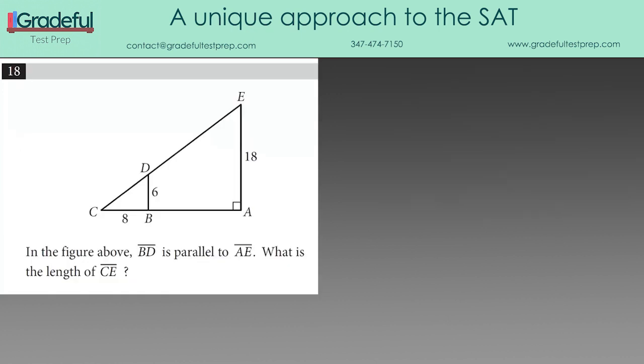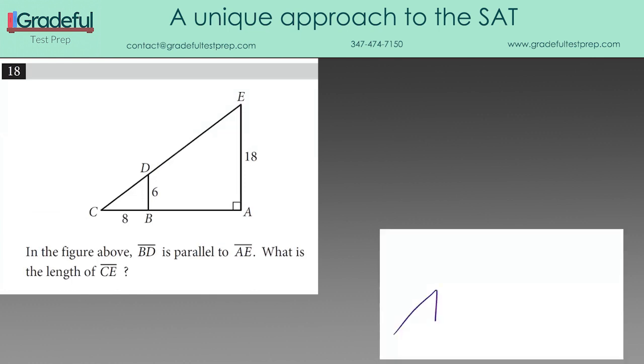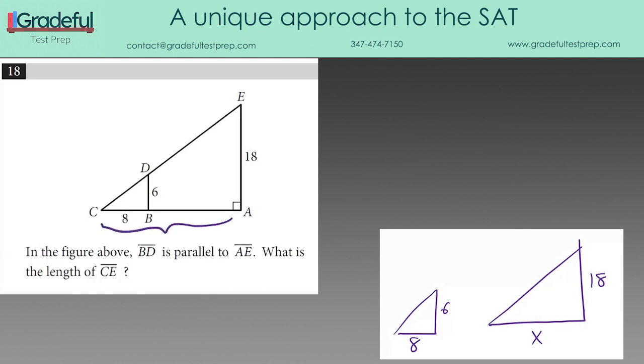Number 18 is giving us similar triangles that are overlapping because they have parallel lines. So in this situation, you would always want to draw the triangles separately. So in our diagram, we're just going to go ahead and draw the small triangle and the large outer overlapping triangle. And for the small triangle, it has sides of 6 and 8. And for the large triangle, we have 18, and we'll call the bottom x. But what we're referring to as x is all of this side AC. But having them in that format, we can just go ahead and use a proportion.